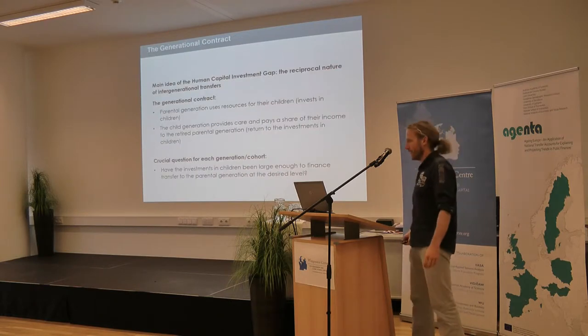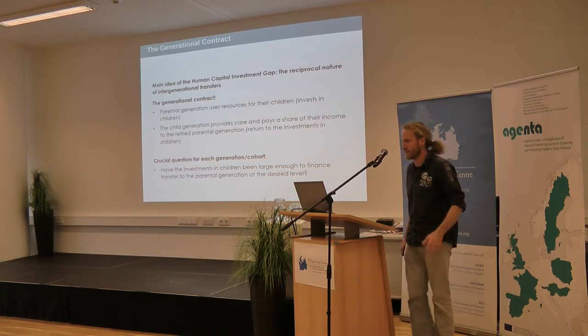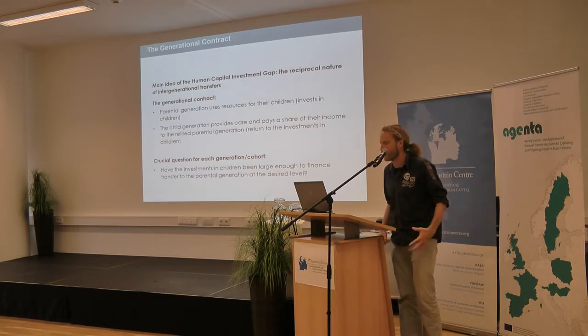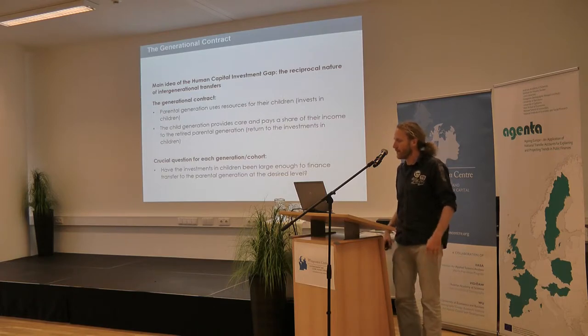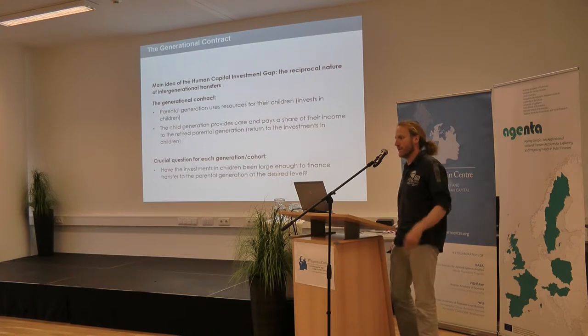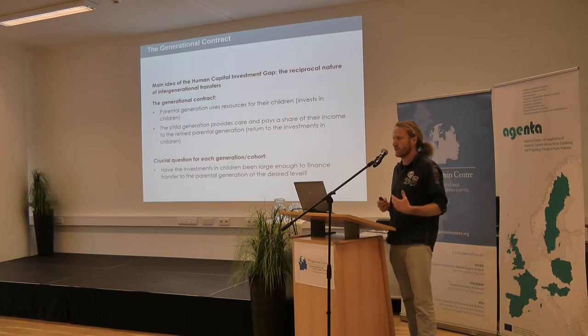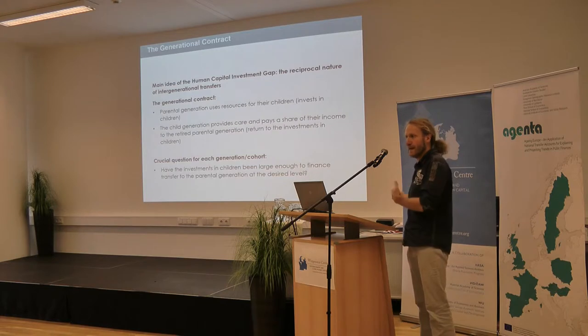So the main idea of this human capital investment gap is to capture the reciprocal nature of intergenerational transfers. This is sometimes described as the generational contract: the parental generation uses resources for their children, so they invest in children, in the form of time, in the form of goods and services they provide, and the child generation provides care, and shares part of their income with the elderly parental generation when they are then in working age. So we can interpret this as the return to these investments in children. So the crucial question for each cohort or each generation is if these investments in children have been large enough to finance the transfer to the parental generation at the desired level.